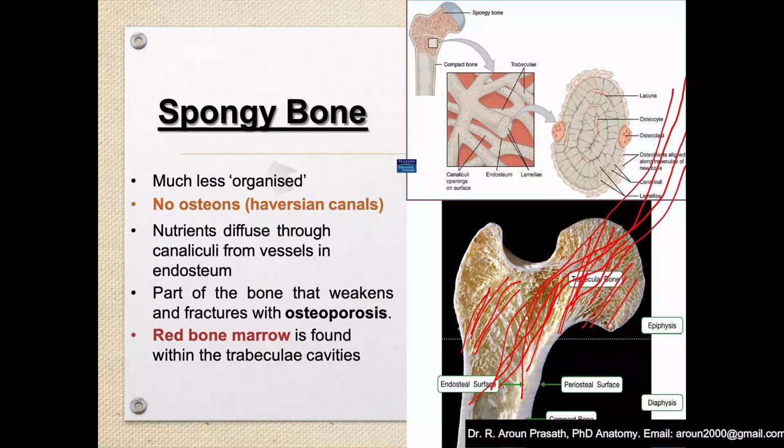What happens in osteoporosis is that the calcium present in the trabecular system is utilized, and this pattern of cell arrangement is disturbed. So these kinds of bones are prone to pathological fracture or stress fracture. In osteoporosis, due to loss of calcium in this trabecular system, the bone may fracture. This is very common in old age females, as they are more prone to osteoporosis.